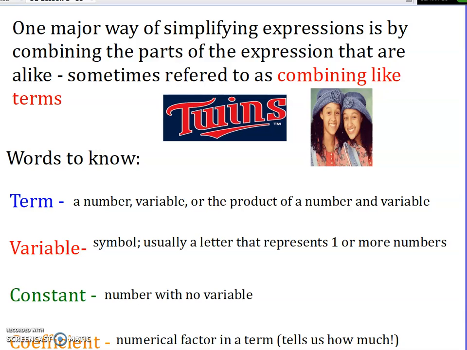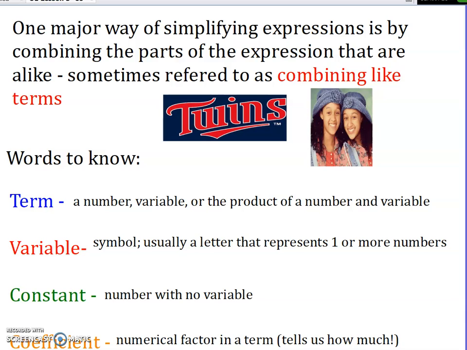Before we get into some actual examples of combining like terms, there's a few vocab words that we have to be familiar with. So the words to know. The first one is a term, and you've heard me use this a lot. You've probably heard a lot of your previous math teachers talk about terms a lot. You may not have always understood what a term is. So let's just clarify here so we're all on the same page.